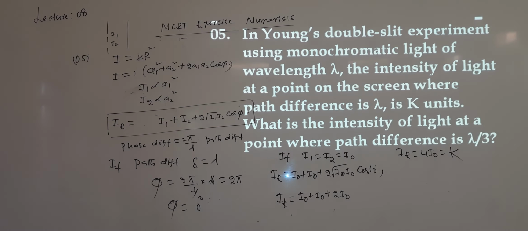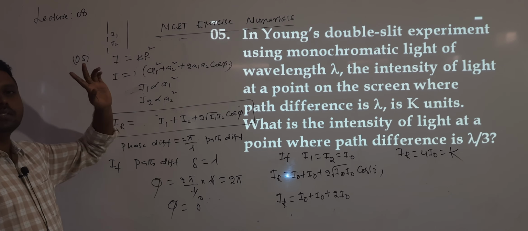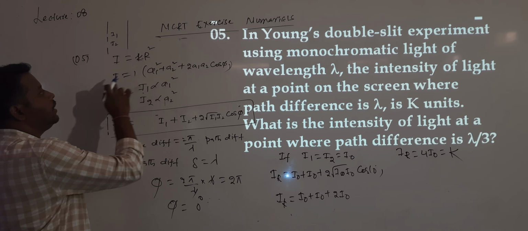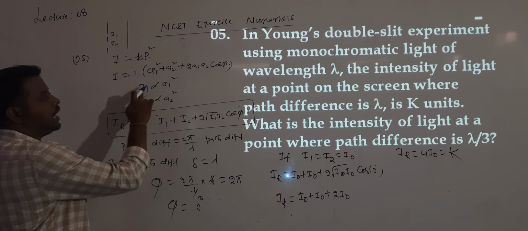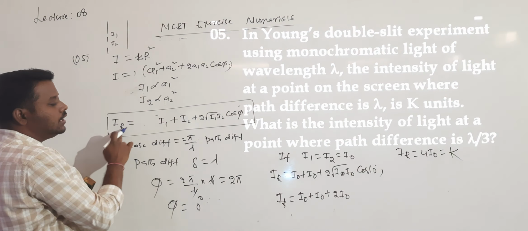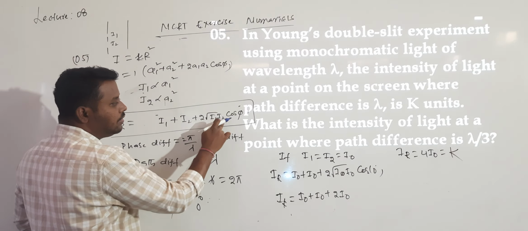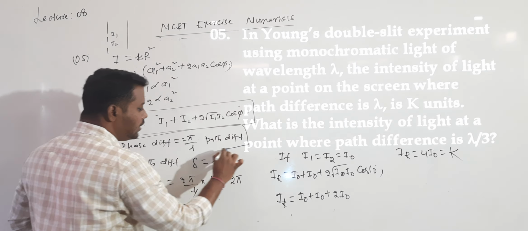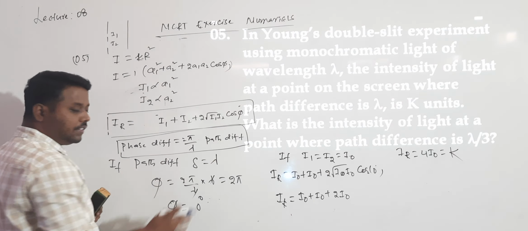Understood, students, up to here? First we know intensity is directly proportional to A square. If small k value is equal to 1, then this is the formula for intensity. So intensity of the first source, I1, is directly proportional to A1 square, I2 is directly proportional to A2 square, then IR can be written as I1 plus I2 plus 2 into root over I1 I2 into cos phi. The relation between the path difference and phase difference is given by phase difference equal to 2 pi by lambda into path difference.